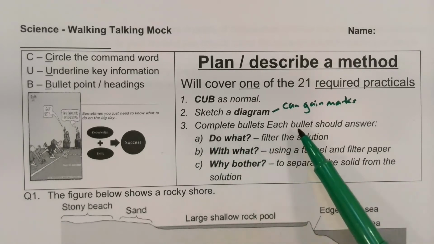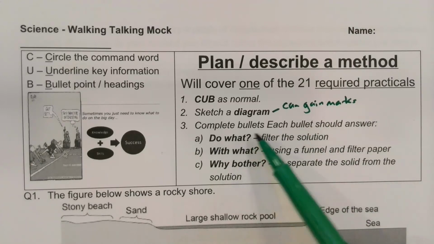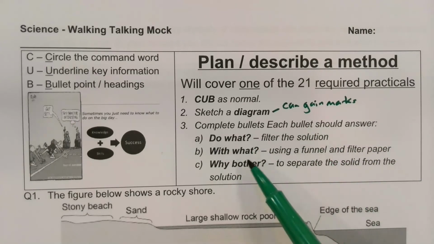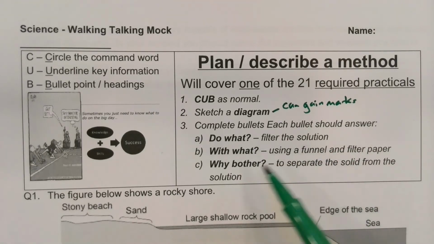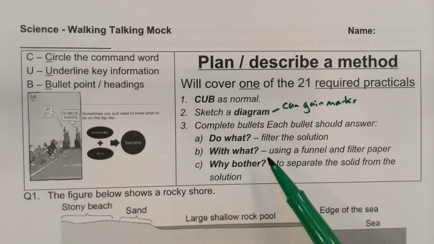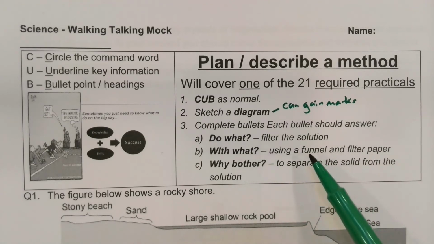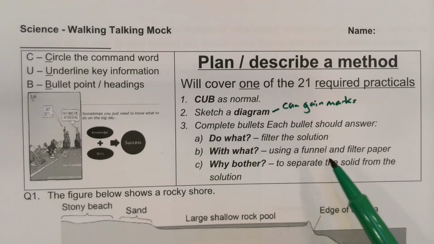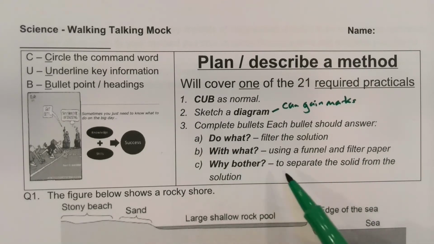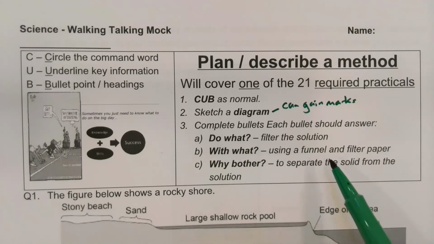You then complete bullets, so 6 bullets, and each bullet should answer do what, so a doing word, so filter the solution, measure this, add this, with what, so what sort of equipment are you going to use, and be as specific as you can there. Be careful not to confuse. Common ones to confuse: we don't use weighing scales in science, we use a balance. We don't use jugs, we use measuring cylinders.